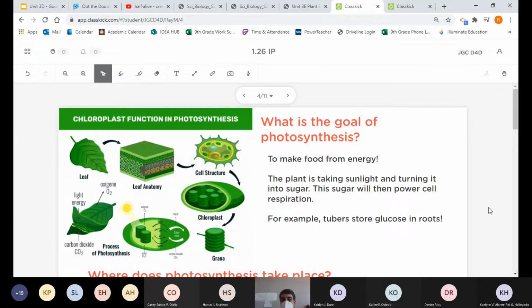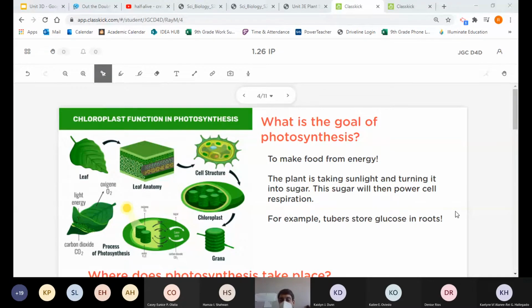So for us, it's stored as fat, right? The plants are doing it in the same way. They're just storing it in their roots. So whenever we're eating stuff like potatoes or French fries, we're essentially eating all that stored energy. So the plant is taking the sunlight, turning it into food, and then storing it away for use later. Because just like us, plants don't know when they're going to get their next meal all the time. So sometimes they have to have a resource to go back to.